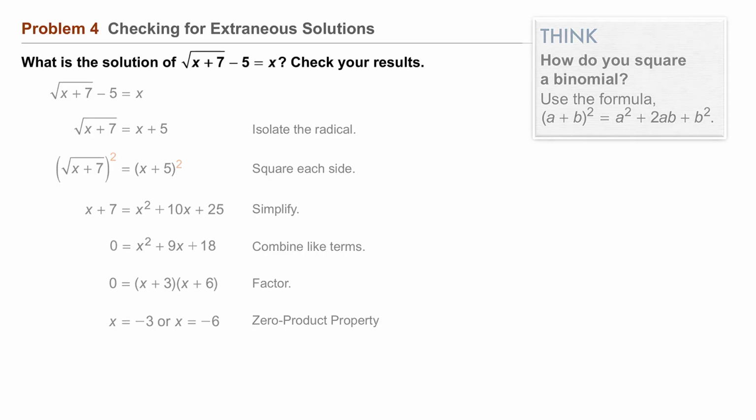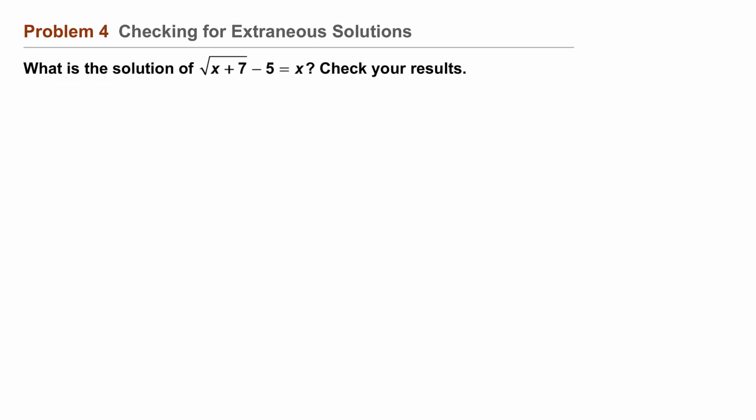Problem 4. Checking for extraneous solutions. What is the solution of the square root of x plus 7 minus 5 equals x? Check your results.